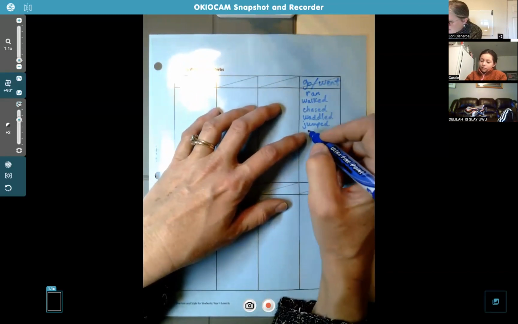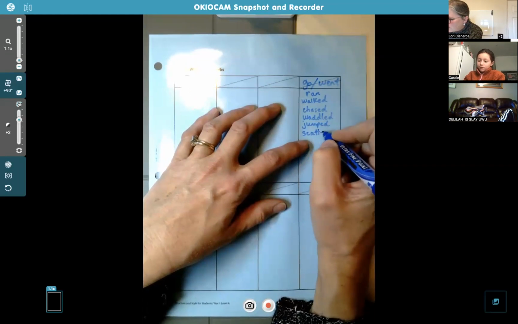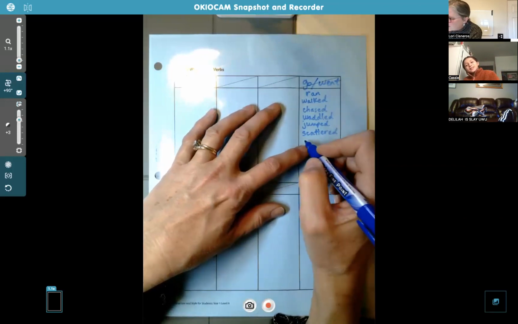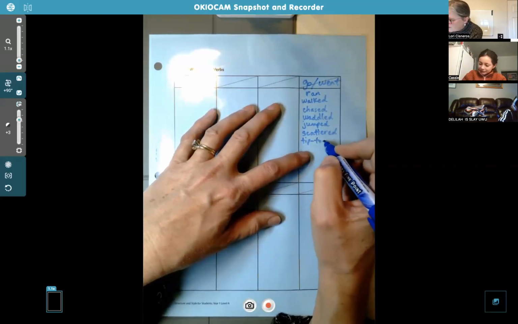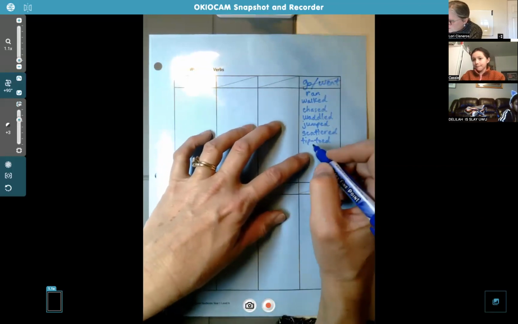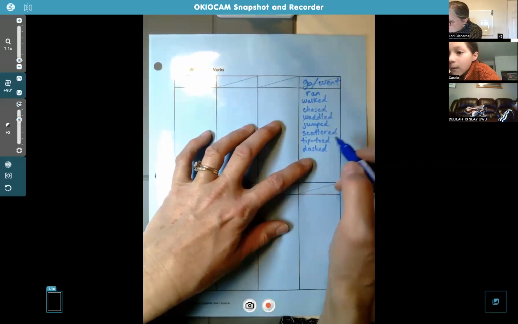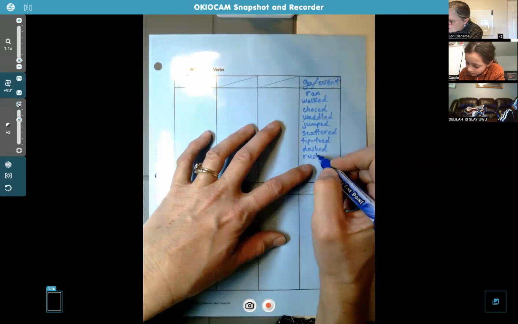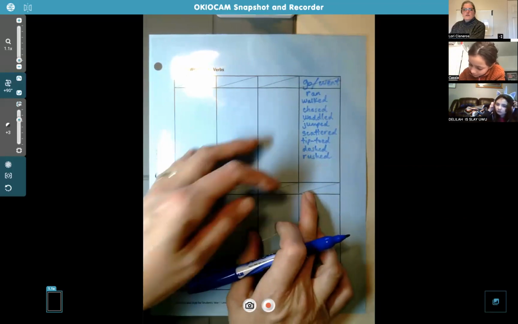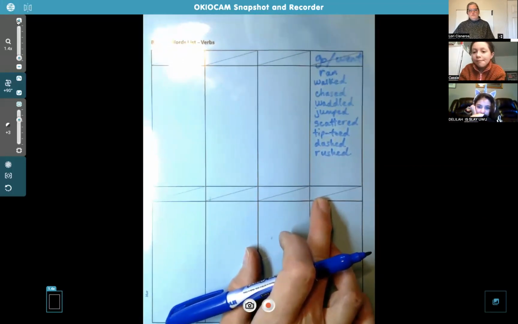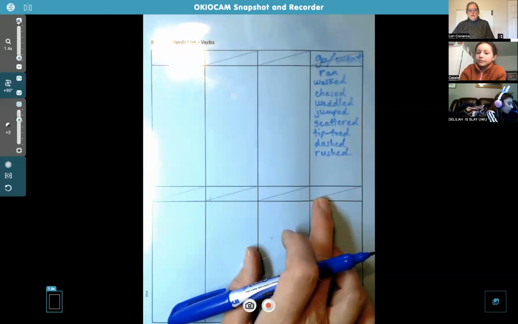Or scattered, that's another one if you're like a mouse. Scattered. Tiptoed. Tiptoed, I like it. Dashed, if you're in a hurry. Or rushed. So, do you think of any others? Not right now.